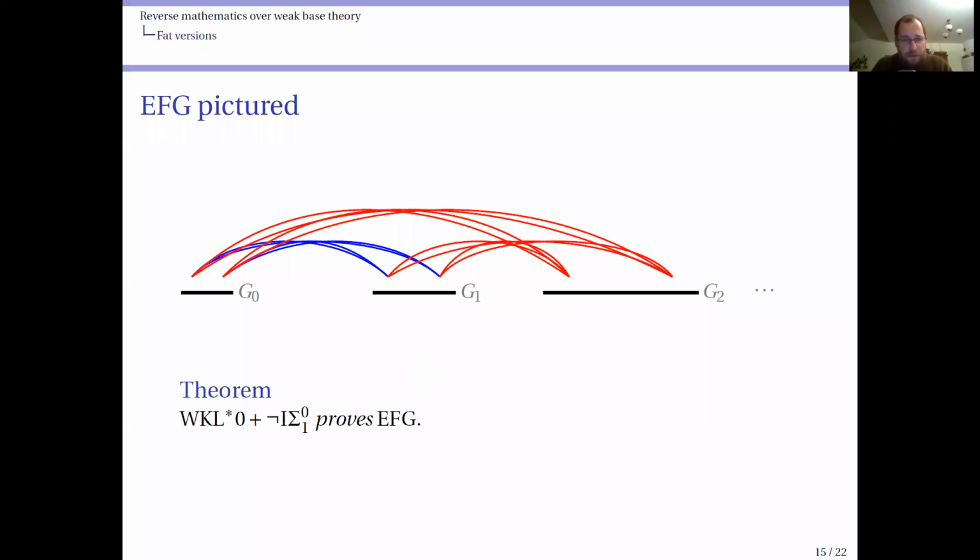And the theorem, oh, there's something wrong with the indexing here. The 0 should be a subscript. But the theorem that we proved about this is that our weak base theory plus weak Koenig's lemma actually proves this principle. And for the particular case of the ascending, the kind of colorings that you get for linear orderings, so for the ascending descending sequence principle, actually you don't need the weak Koenig's lemma. So I'll skip this proof.